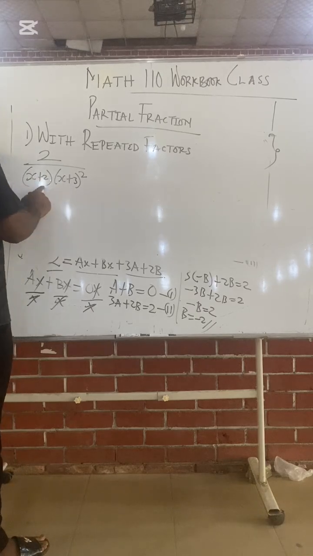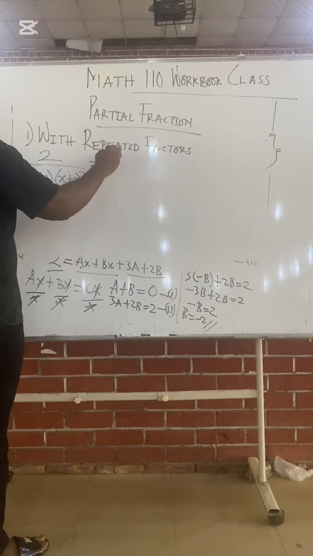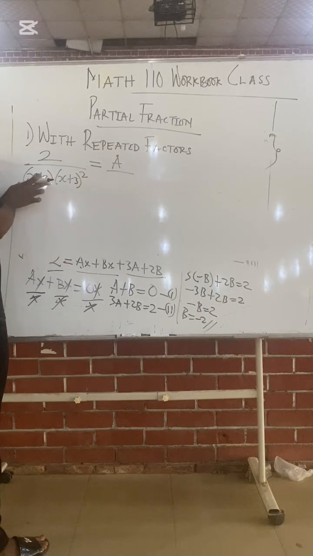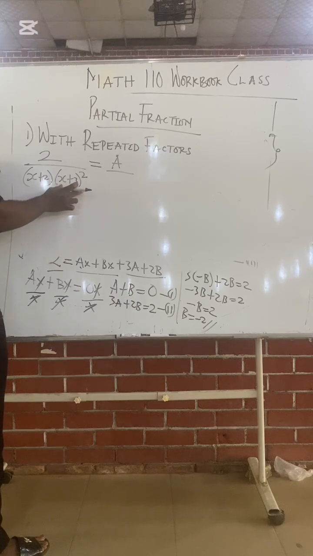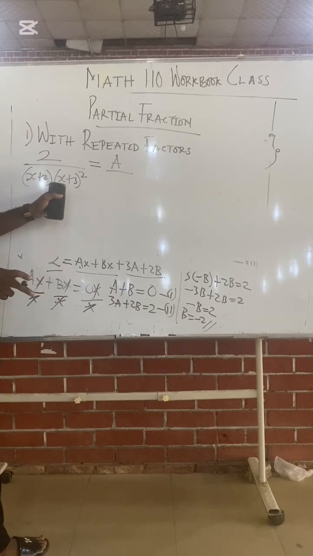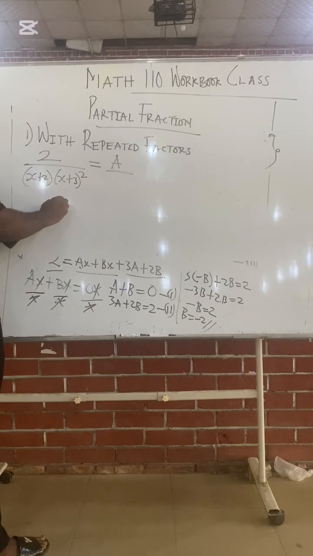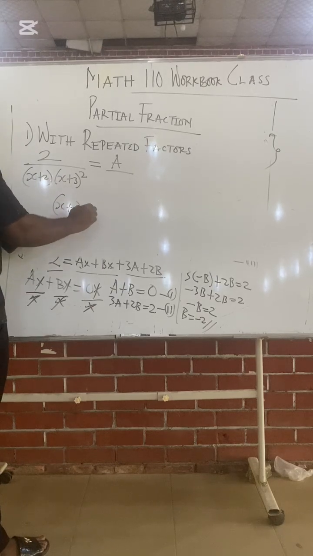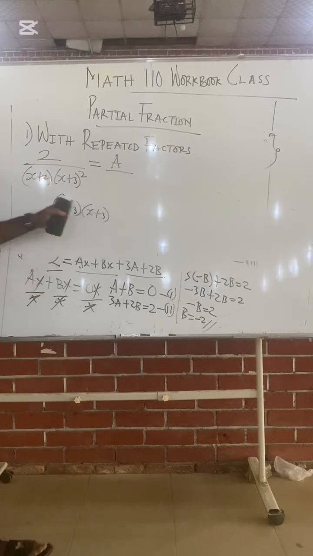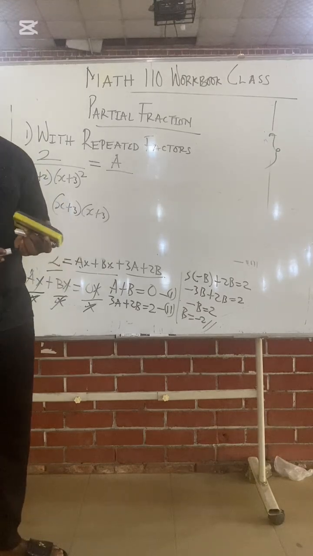Class, for partial fraction with repeated factors, you're going to say A all over. One is not repeated, this one is repeated. What do you mean by repeated? What if it occurs twice? What is x plus 3 all squared? Is it not x plus 3 in 2 places? x plus 3 again. This is repeated. That's why it's called repeated.